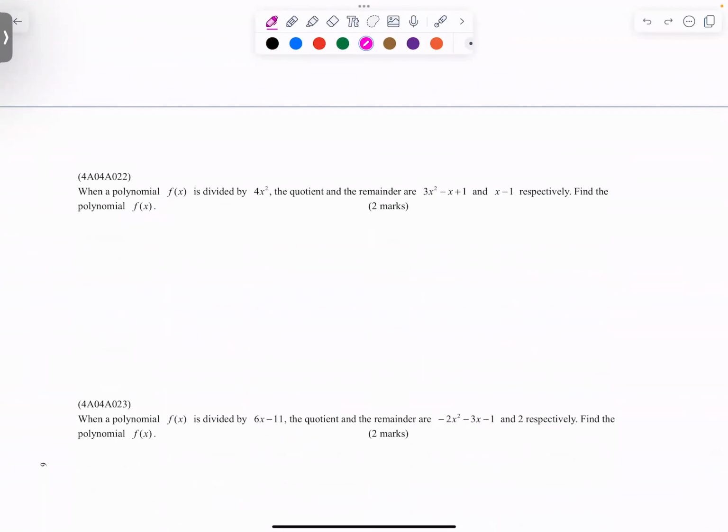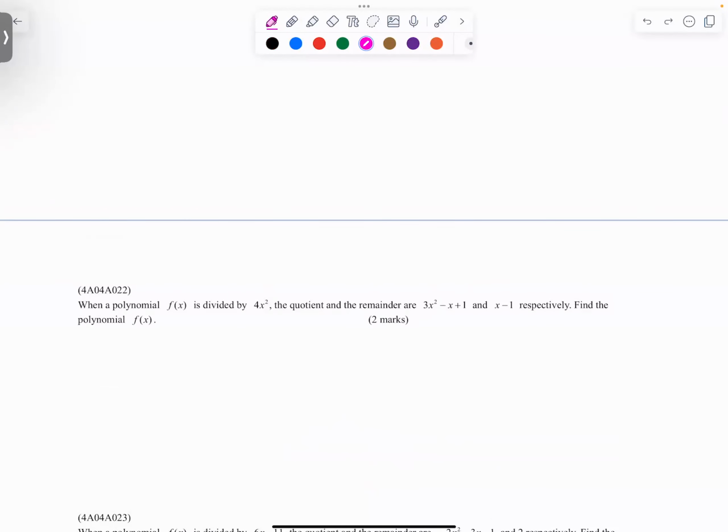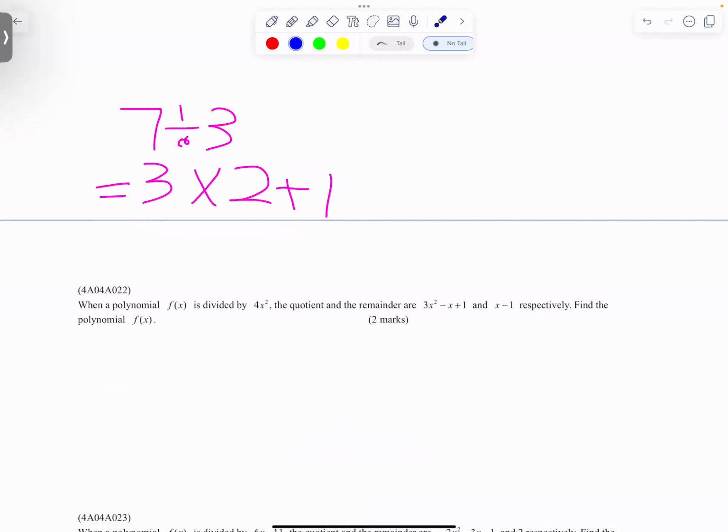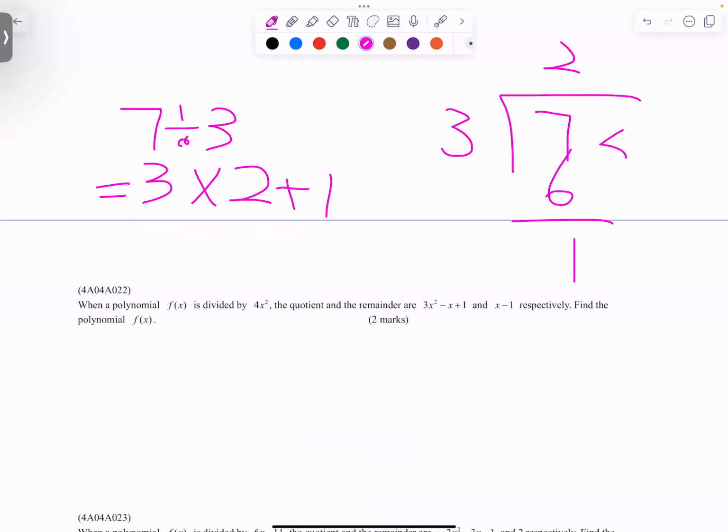What does that mean? So if you remember, let's say 7 divided by 3, we got 3 times 2 plus 1. You need to find all these things. You need to find that 7. That is what we call the thing inside. Inside is the polynomial dividend. You need to find that. You're given all the other things. So you're given this thing and you need to go back to that.